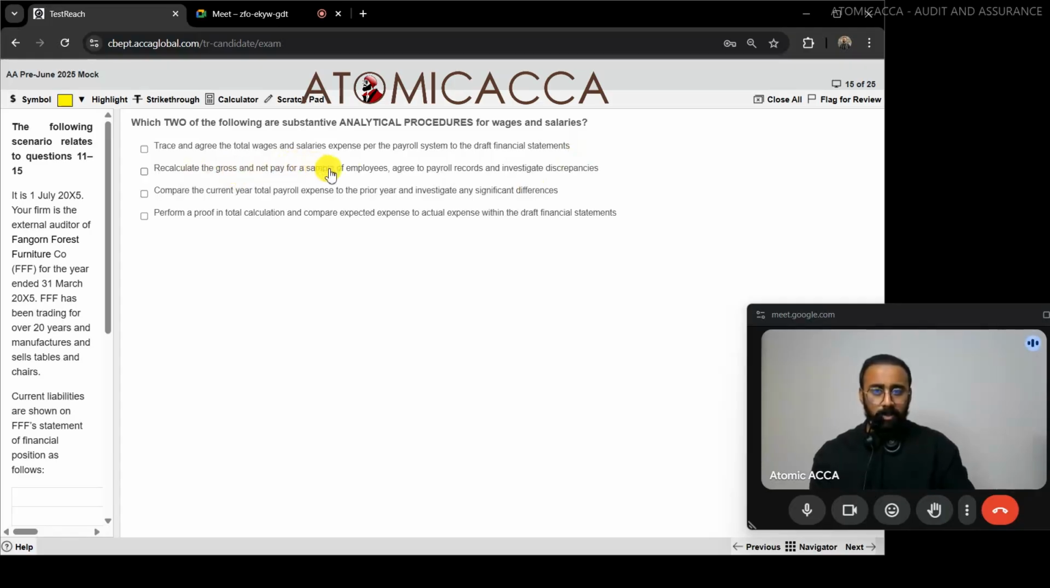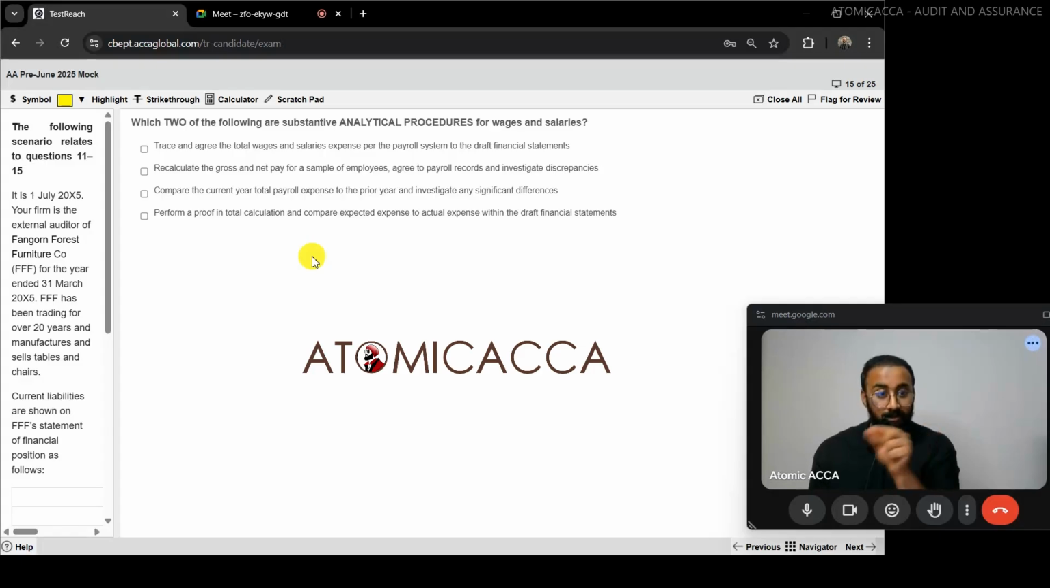Recalculate the gross and net pay for a sample of employees, agree to the payroll records and investigate discrepancy. You're recalculating the expenses for employees, and you're looking at the original source documents and confirming whether the amounts are correct or not. Again, you're not doing any comparison between two different documents, you're just confirming the amounts. Option B is out. That means by default C and D will be the answer, but let's see what it is.